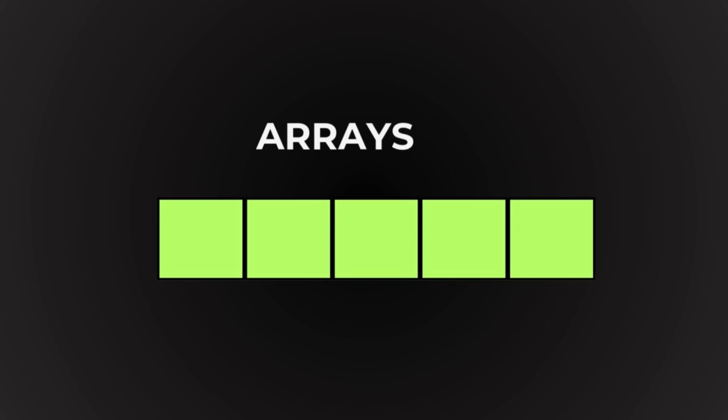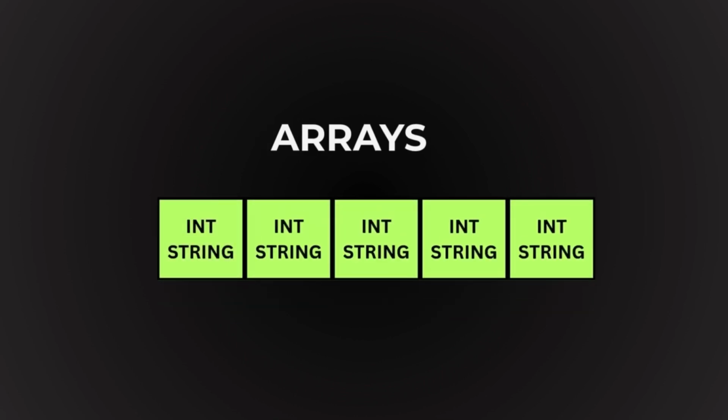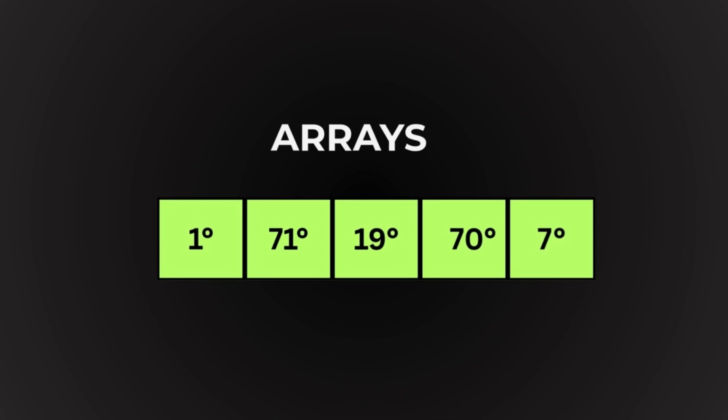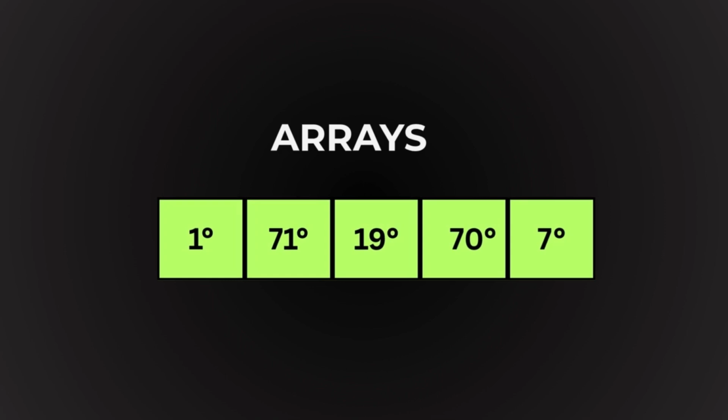Arrays. Arrays are ordered collections of data. Typically, the data is all of a similar type, like integers or strings, but some languages also allow for differing data types. An example of a real-life use for an array would be if you had temperatures for the next 5 days and wanted to store them so your program could access them.